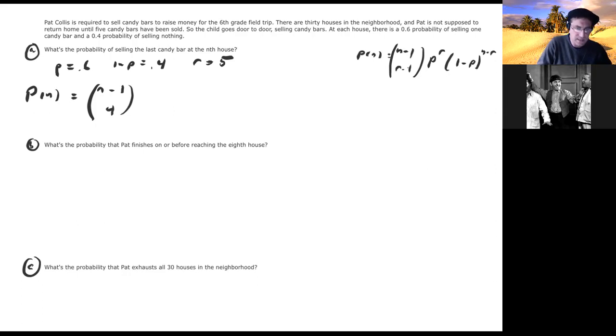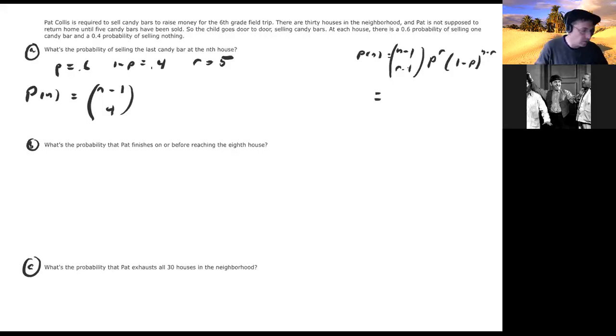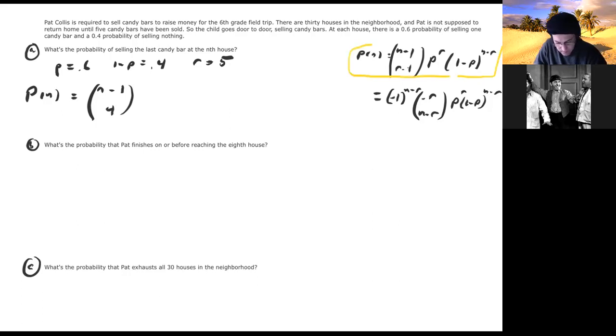That's the negative binomial random variable. And we can also write this as minus 1 to the n minus r, choose n minus r, p to the r, 1 minus p to the n minus r. You could write it either way. In any case, here r is 5. I'm using the first version of the formula. So we get n minus 1 choose 4, times 0.6, which is 6/10 or 3/5.